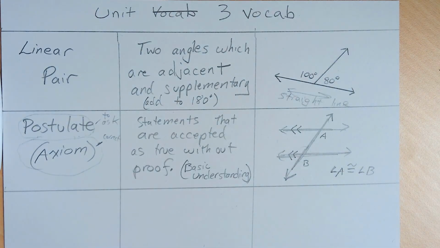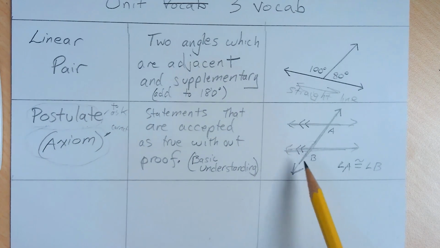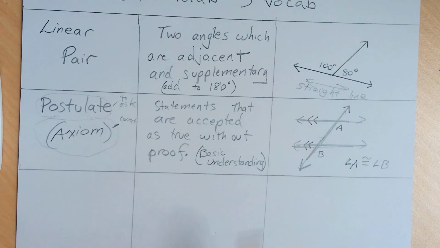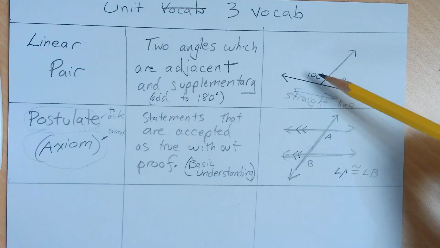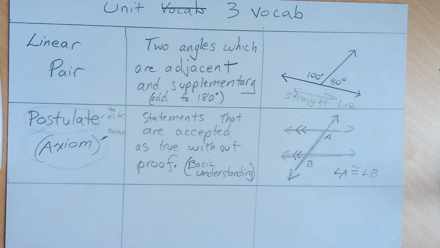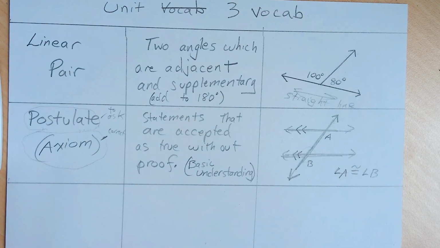Okay. So we're gonna build a lot of knowledge upon this postulate, or also even that a linear pair adds up to 180 degrees. Well, they're along a straight line. Straight line has 180 degrees in it. That's just been postulated as true.